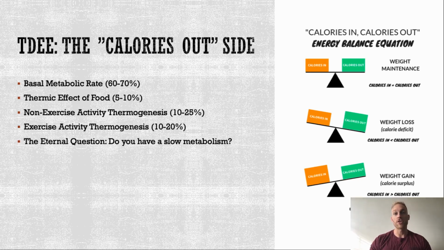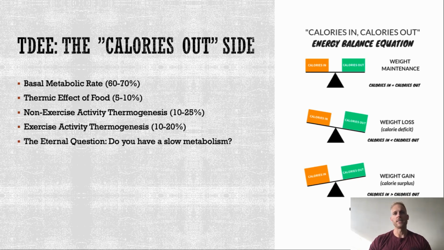The second number is the thermic effect of food. It's anywhere from 5 to 10% of your total caloric expenditure or your total daily energy expenditure for the day, and we'll talk about how to manipulate that as well. You've got your non-exercise activity thermogenesis, which makes up anywhere from 10 all the way up to 25%. So this is how much you move around during the day, your step count, what kind of job are you working. So if you're working a manual labor job, you may be on the higher end, sedentary job on the lower end. We'll talk about that.